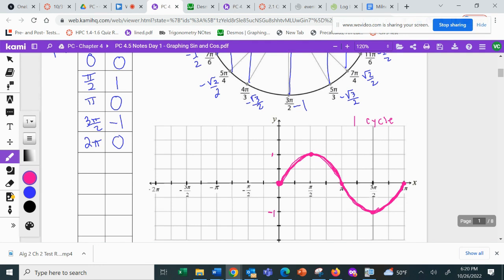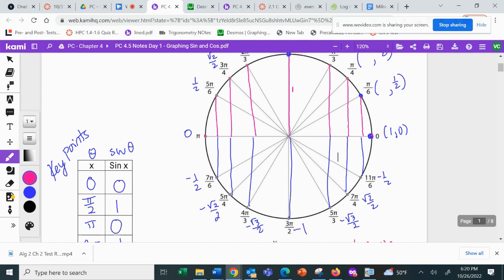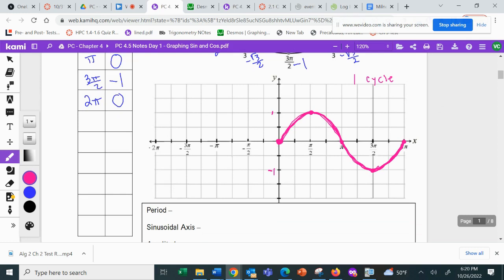But there's nothing saying I need to stop at one cycle. Since one cycle is one time around the circle up here, if I go multiple times around the circle, the pattern will continue, or I can go negative angles. And that's what I'm going to do down here. I'm going to go the opposite direction, and the pattern is going to continue.